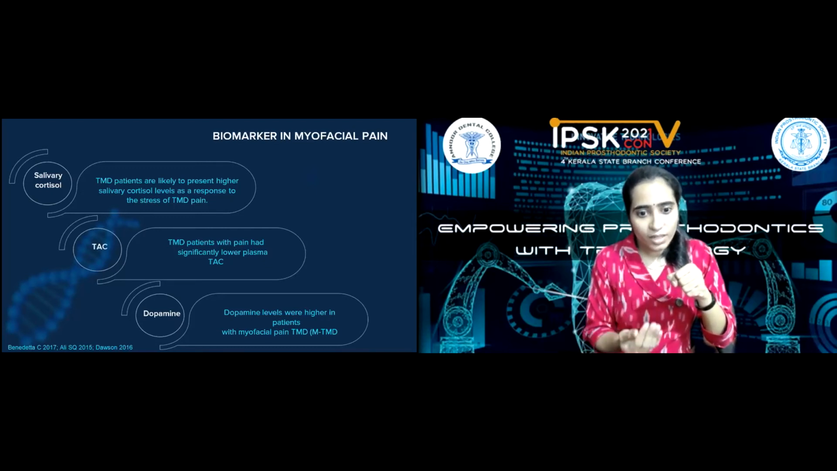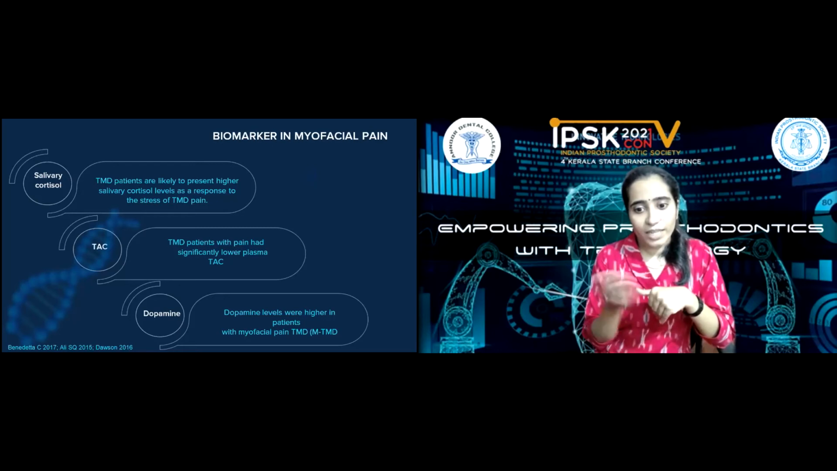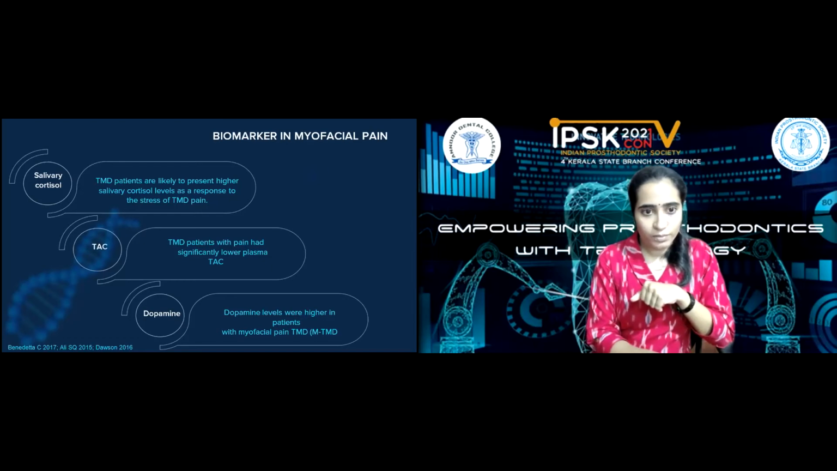So the third biomarker proposed for myofascial pain is dopamine. Dopamine levels were higher in patients with myofascial pain, that is MTMD, according to a study done by Dawson.